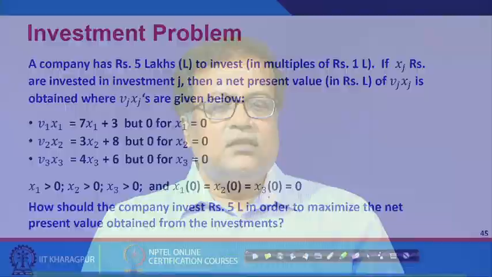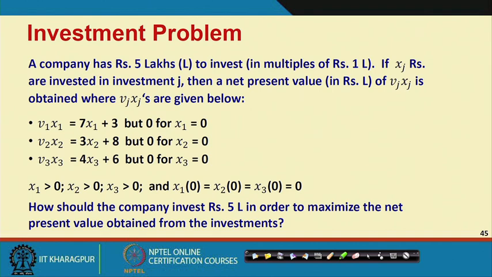So, in our previous class we have taken up this investment problem. Very quickly, if we just reiterate, a company has rupees 5 lakhs to invest in multiples of rupees 1 lakh. If xj rupees are invested in investment j, then a net present value of Vj(xj) is obtained, which is given by these three equations. Note that if we invest nothing in a given investment option, then there is no NPV, and the formula should not be used.